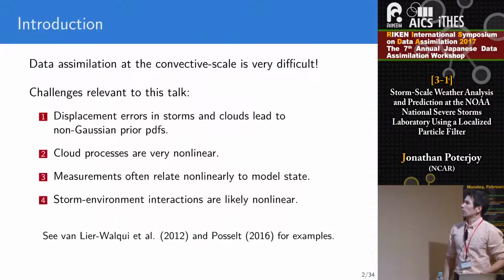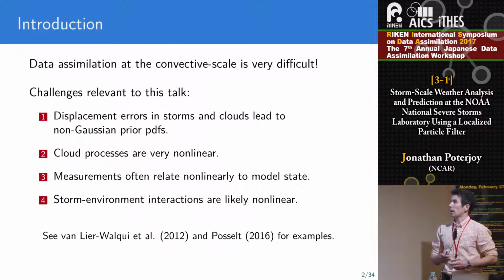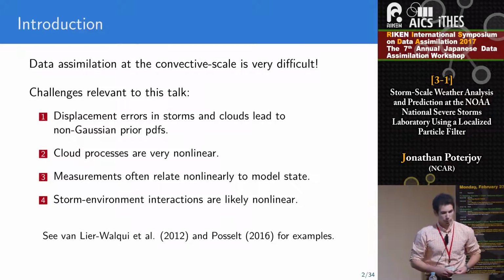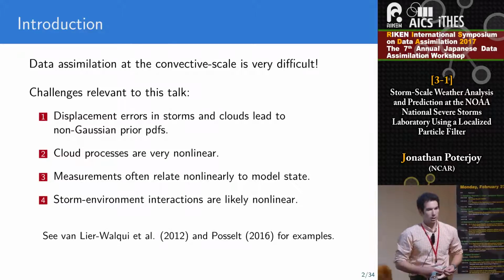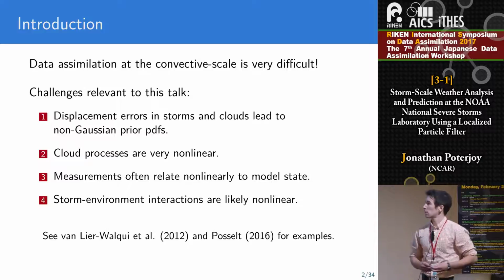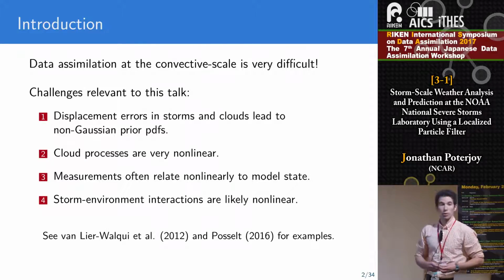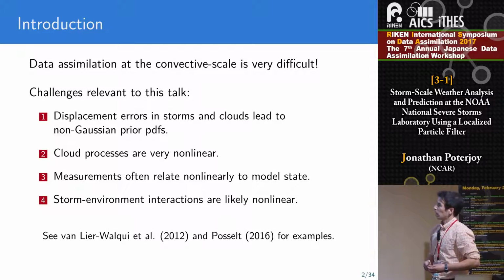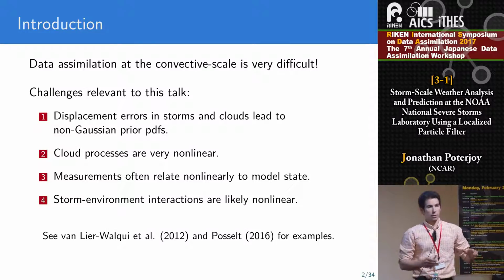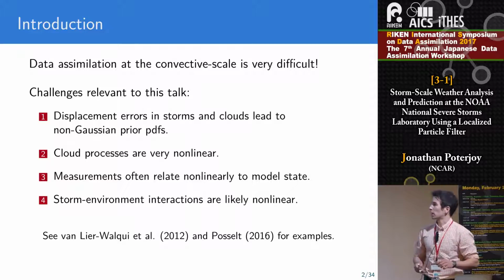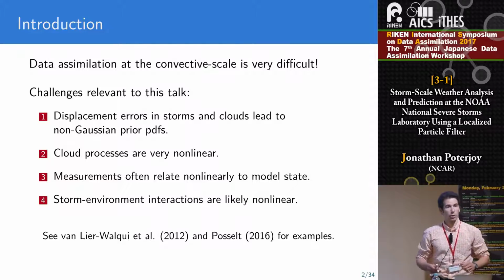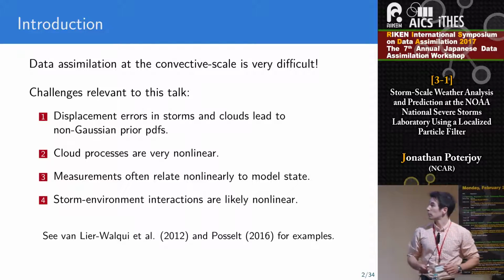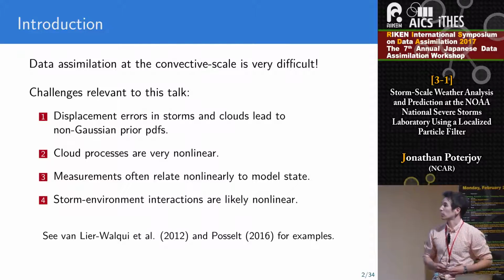So the application that we're interested in is at the convective scale for weather forecasting. And this is a very challenging topic for a variety of reasons. I'm just going to mention a few that are relevant to this particular talk. The first one is whenever you have some displacement error in a discrete structure in your domain, such as a mesocyclone for a severe weather event or clouds themselves, you tend to have very non-Gaussian errors associated with the state variables of your system.